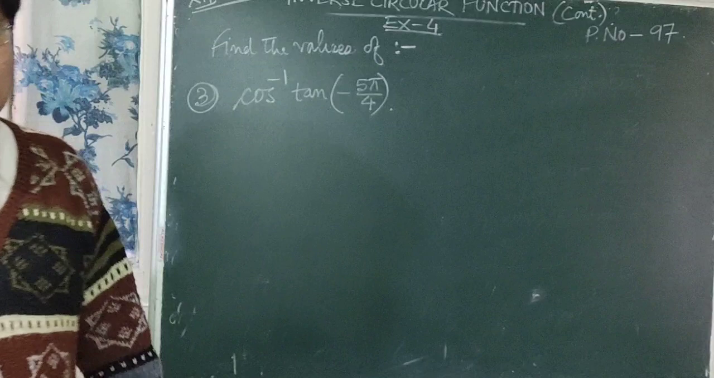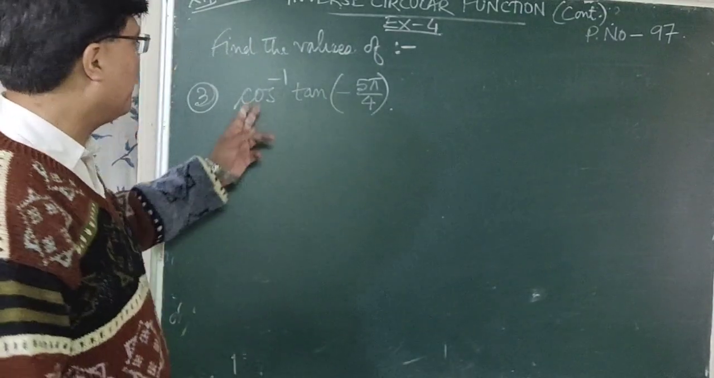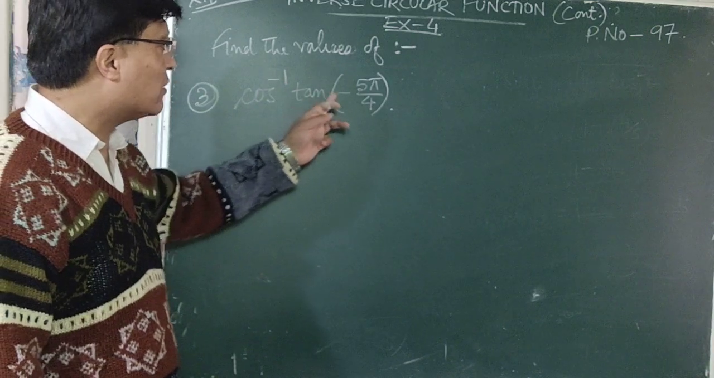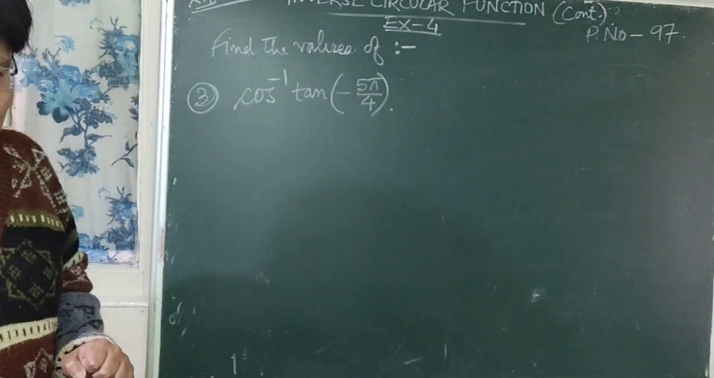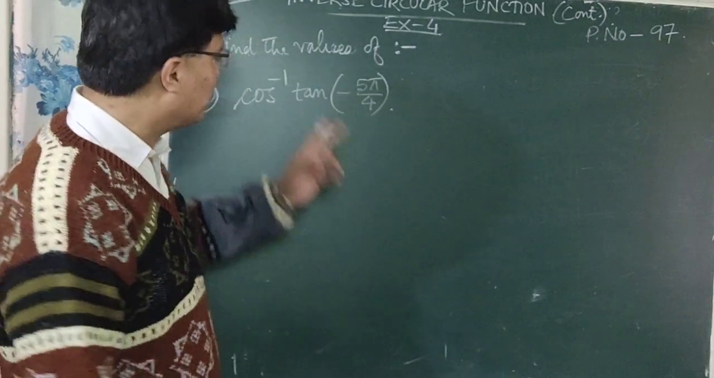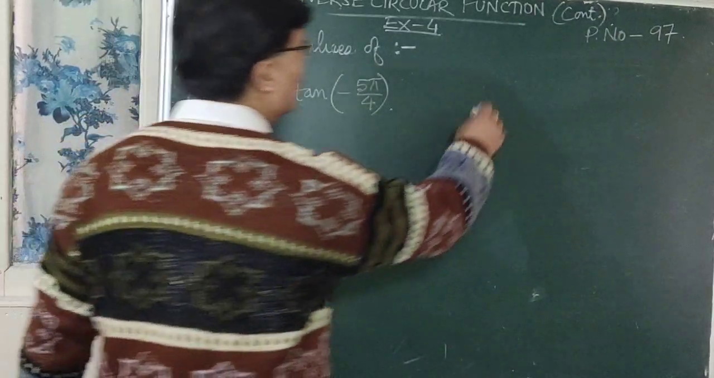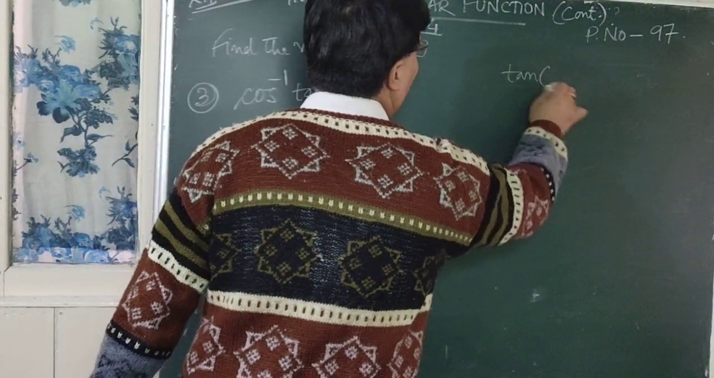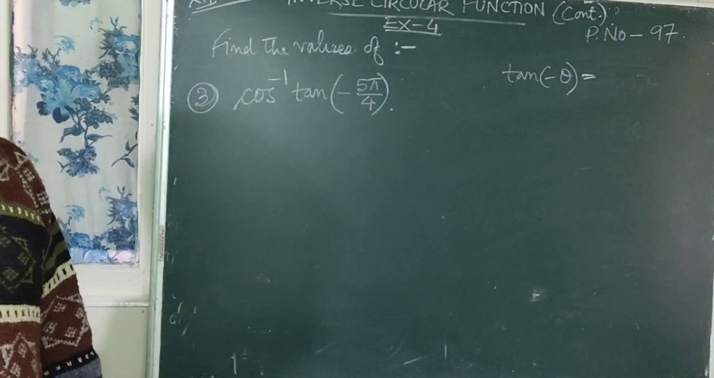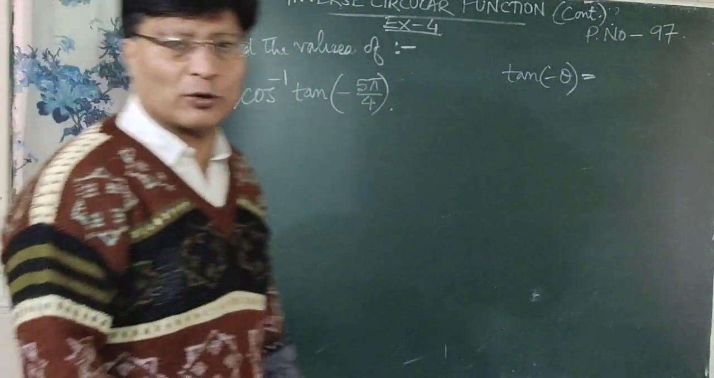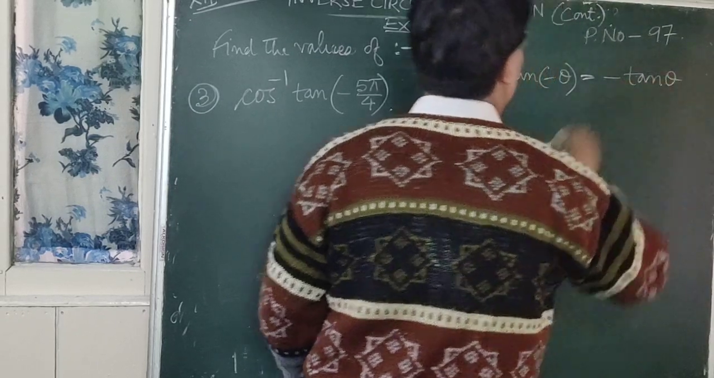So now let us find out the principal value of cos inverse tan of within bracket minus 5 pi by 4. Okay. So now let us simplify first tan of minus 5 pi by 4. Now it is in the form tan of minus theta. Now you know that minus theta always lies in the fourth quadrant, and in the fourth quadrant tan is always negative.